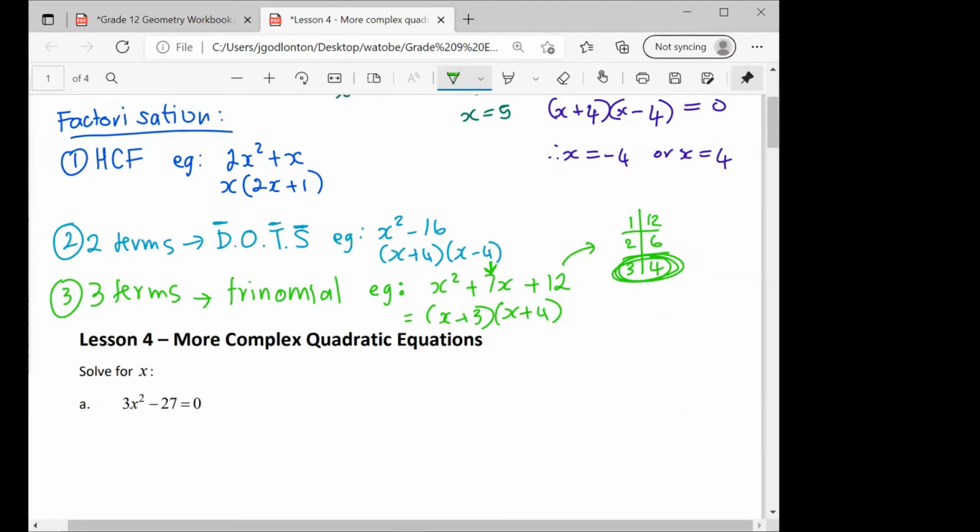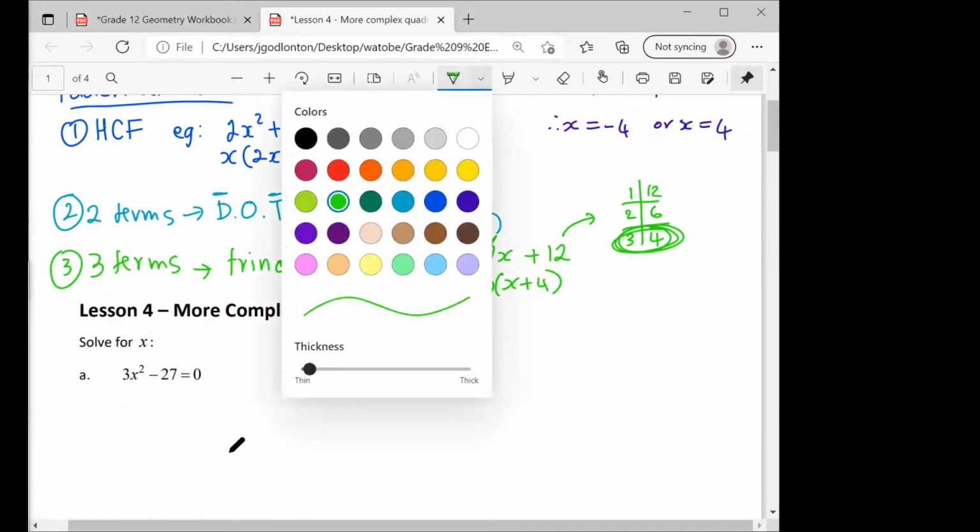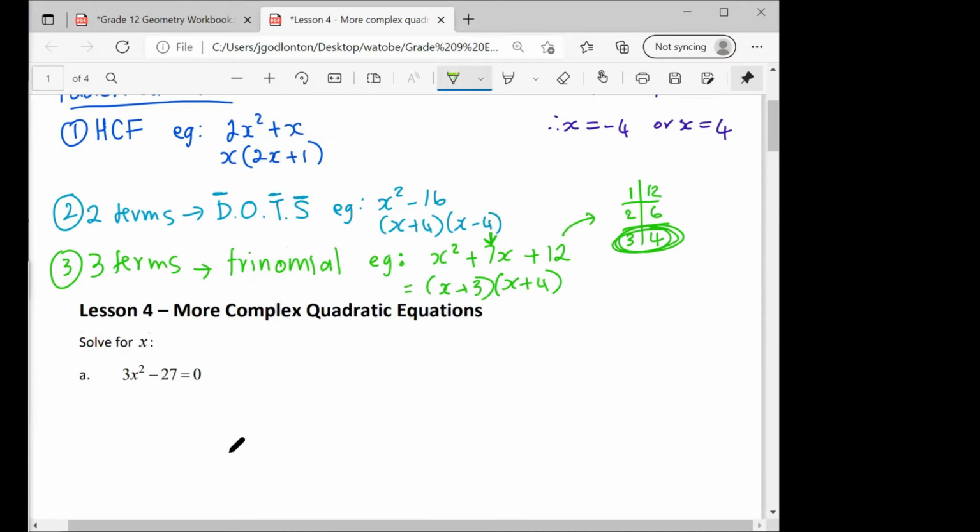The very first thing I have to look for is, can I take out a highest common factor? That's the first thing I have to do. So if I'm looking at this question, is there a number that can go into both 3x squared and into 27? 3. Yes. Nice job, guys. Good, good. Okay, so 3 can go into both, which means I can take out a highest common factor of 3. So I'm going to take my 3 out, and I'm going to be left with x squared minus 9. Okay. Now I've got two terms in that bracket.